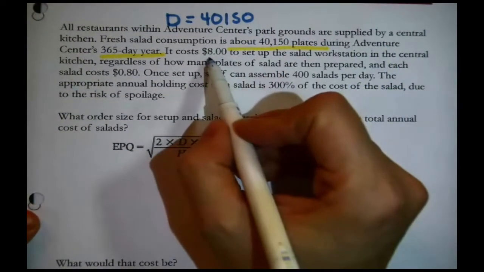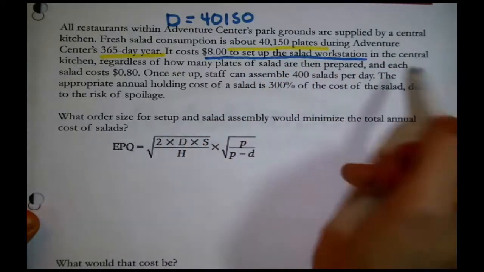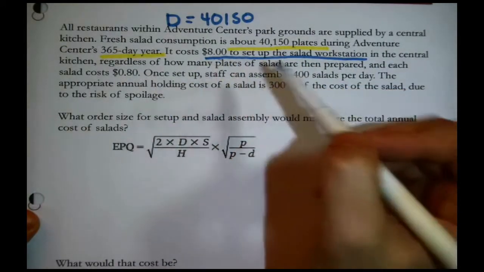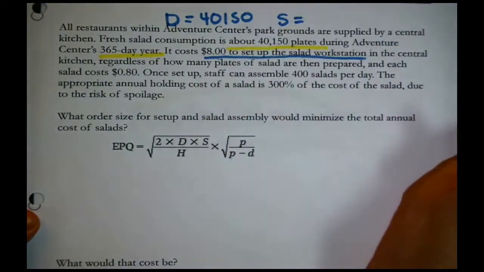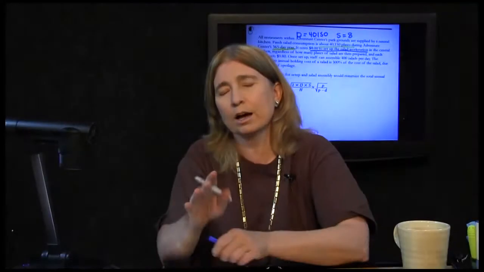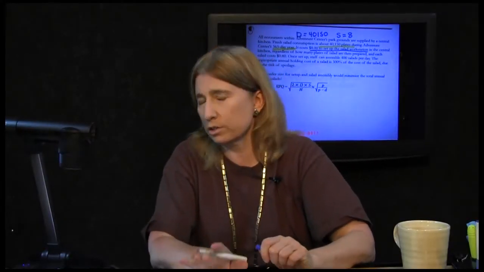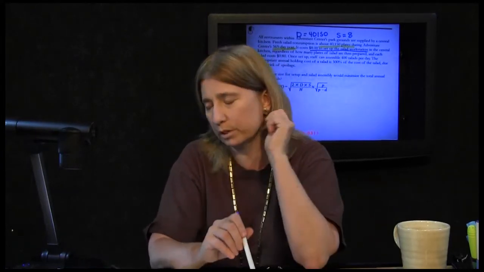Anyway, it costs $8 to set up the salad workstation in the central kitchen, regardless of how many plates of salad are then prepared. I need to keep that also. For $8? Because capital S is the fixed cost associated with an order. What you're looking for is an expense, and it doesn't matter how much or how little you make. That's exactly what they said.